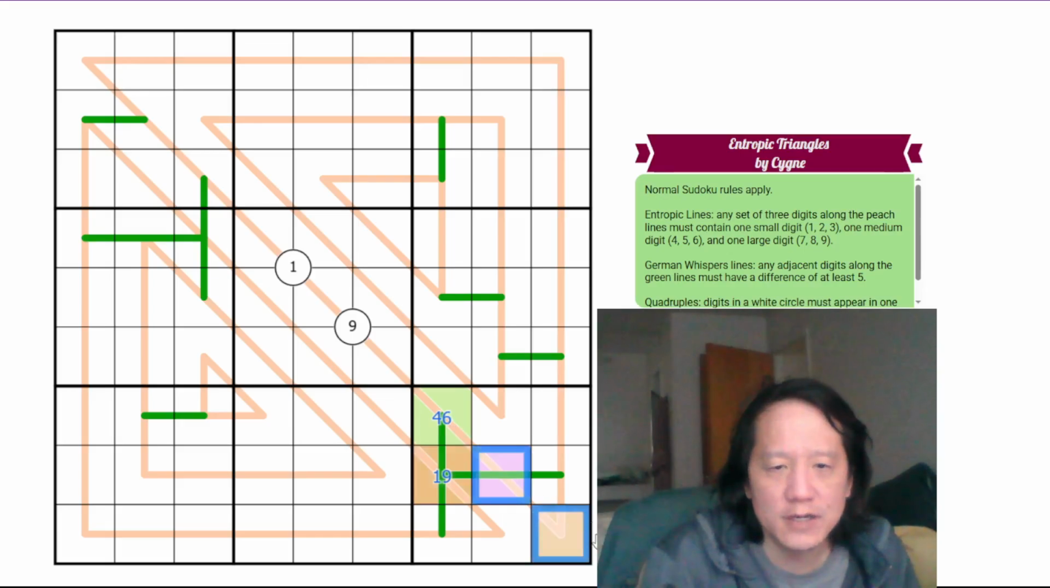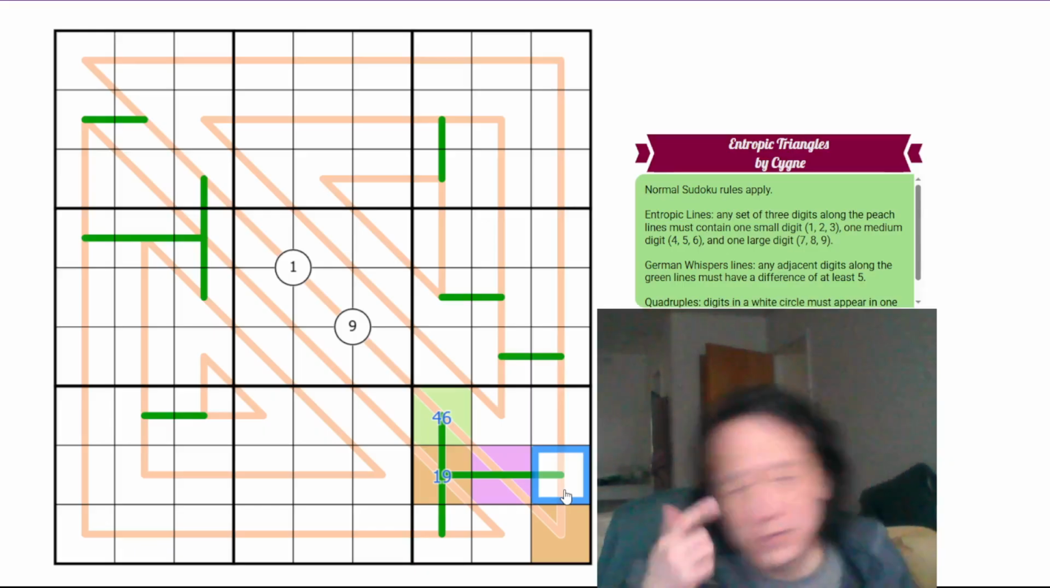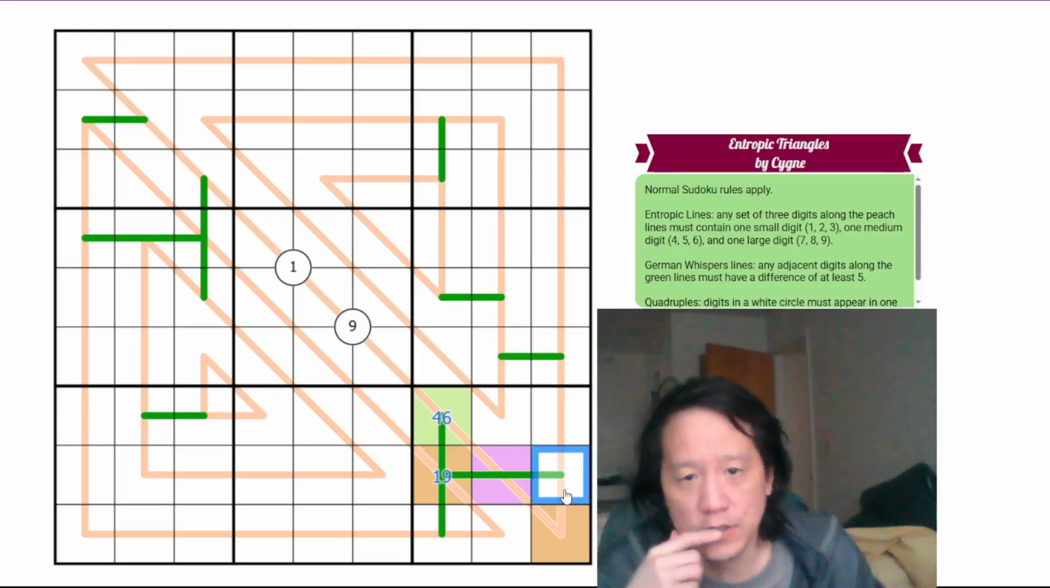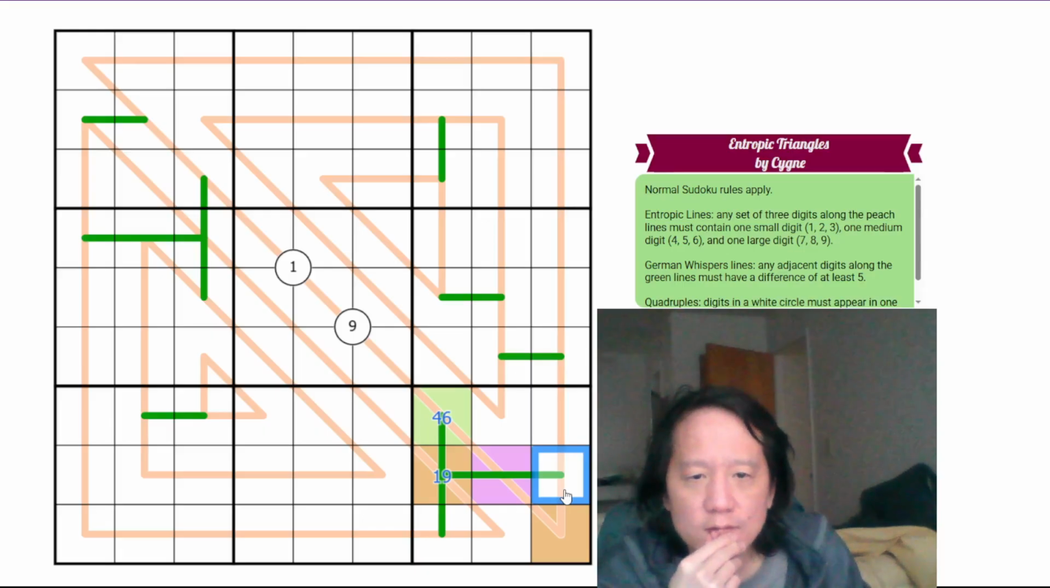So how does that work? I don't think that works. So this must be medium, other medium, right? Because we're missing a medium in this set of 3. That can't be right.